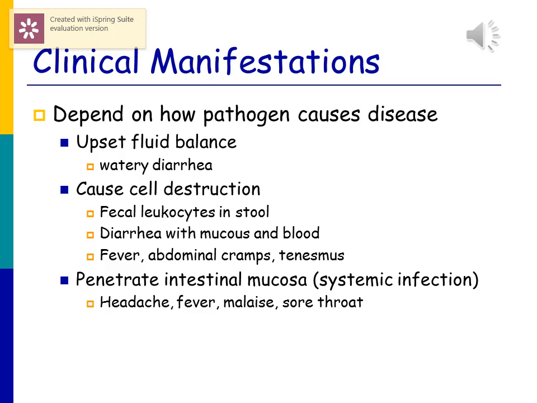So clinical manifestations of gastrointestinal tract infection depend on how that pathogen causes disease. Different pathogens are going to cause different types of damage. Organisms that upset the fluid balance are going to cause a watery diarrhea. Organisms that lead to cellular destruction are going to cause white blood cells in the stool, diarrhea with mucus and blood, so a dysentery, as well as fever, abdominal cramps, and tenesmus. And tenesmus is straining to defecate.